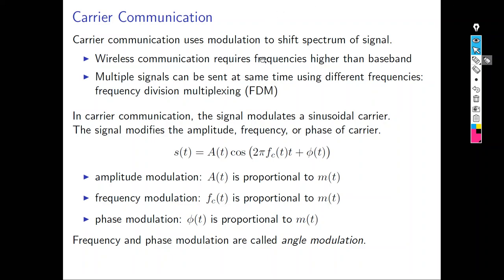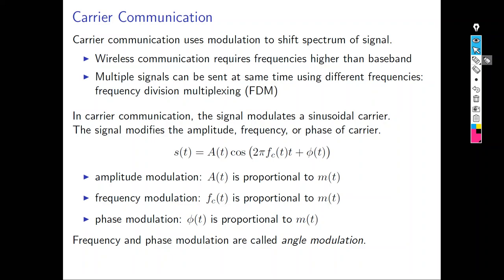And then we are talking about modulation. And to do that, we need to have a carrier. A carrier, which is the high frequency signal that carries your data. Carrier communication uses modulation to shift the spectrum of a signal to a certain band. Wireless communication requires frequencies higher than baseband. And we explained in the first lecture why we need frequencies higher than the baseband. Why?